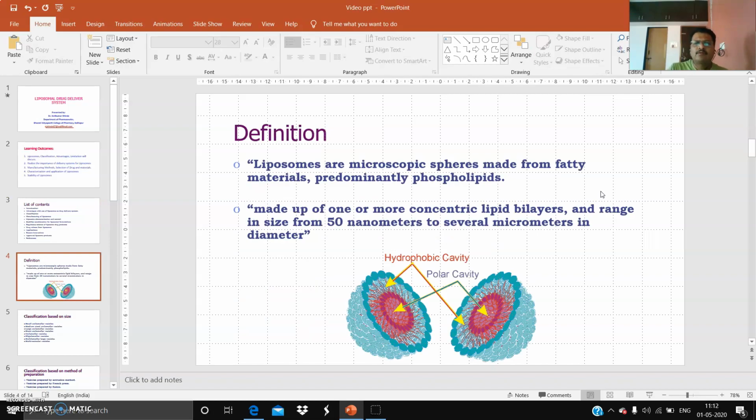Liposomes are microscopic spheres made of fatty material, predominantly phospholipids, made up of one or more concentric lipid bilayers, and range in size from 50 nanometers to several micrometers in diameter.